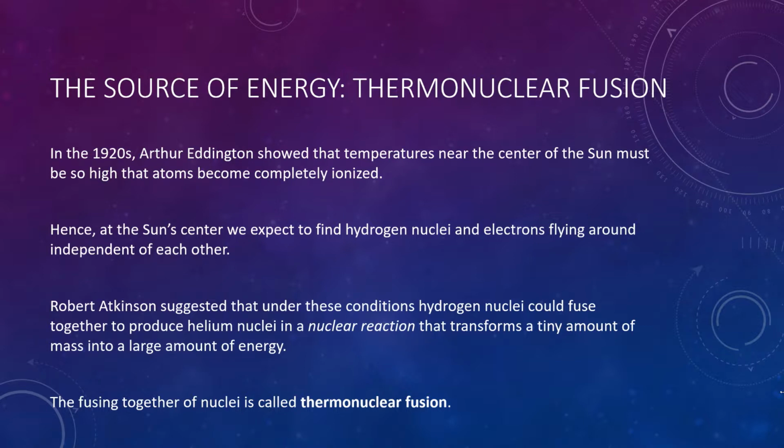So British astronomer Robert Atkinson suggested that under these conditions, hydrogen nuclei could fuse together to produce helium nuclei in a nuclear reaction that transforms tiny amounts of mass into large amounts of energy. The fusing together of nuclei is called thermonuclear reactions, or fusion, since it can take place only at extremely high temperatures.